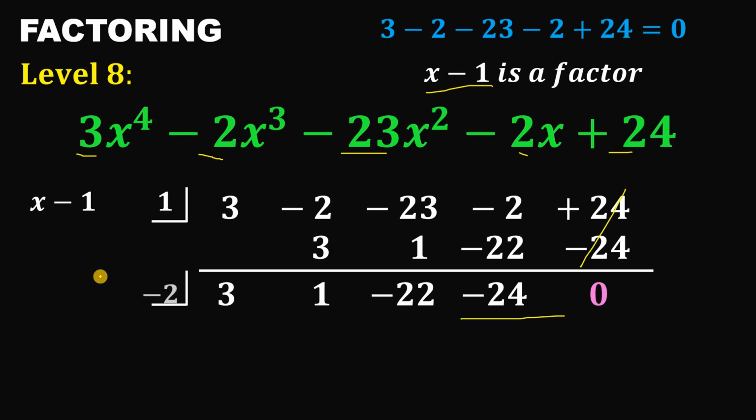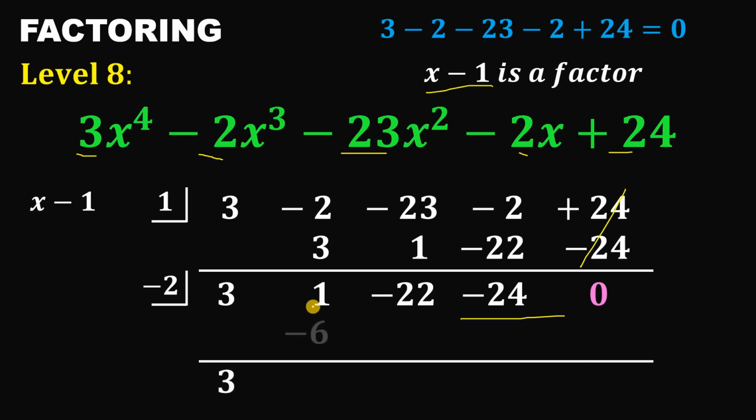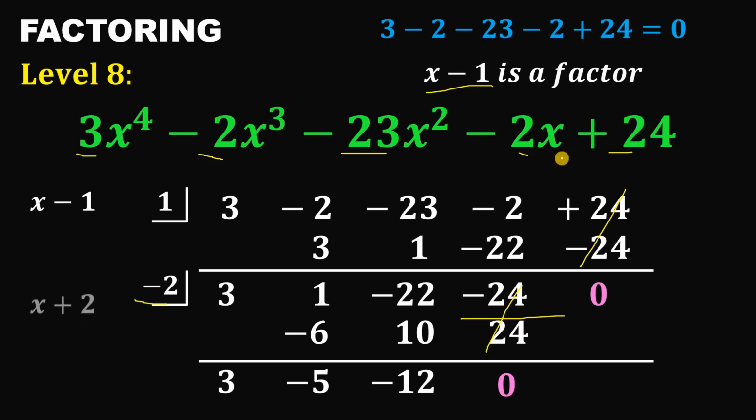So let's use negative 2. Alright. So bring down 3. 3 times negative 2 is negative 6. 1 plus negative 6 is negative 5. Negative 5 times negative 2 is 10. Negative 22 plus 10 is negative 12. Negative 12 times negative 2 is 24. Negative 24 plus 24, this is 0. It follows that x plus 2 is a factor of this expression.